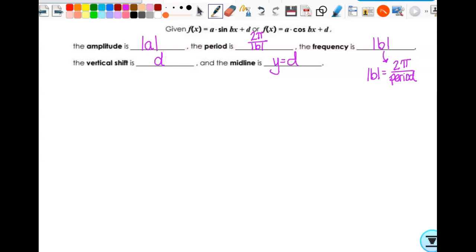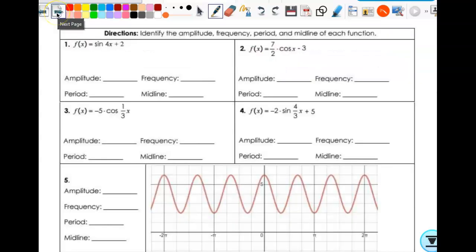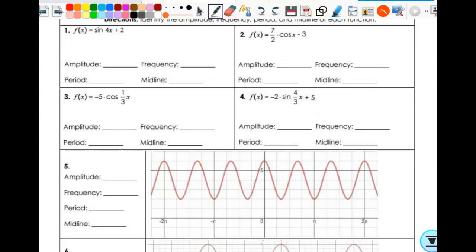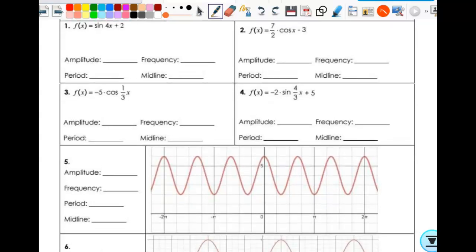Any questions at this point? All right. So we're going to use equations and come up with this stuff, and then have graphs and come up with this stuff. So it says identify the amplitude, frequency, period, and midline of each function. All right, so on number 1, right here, what is my amplitude? 1. It's the absolute value of A. There's not an A there, so it's a 1.